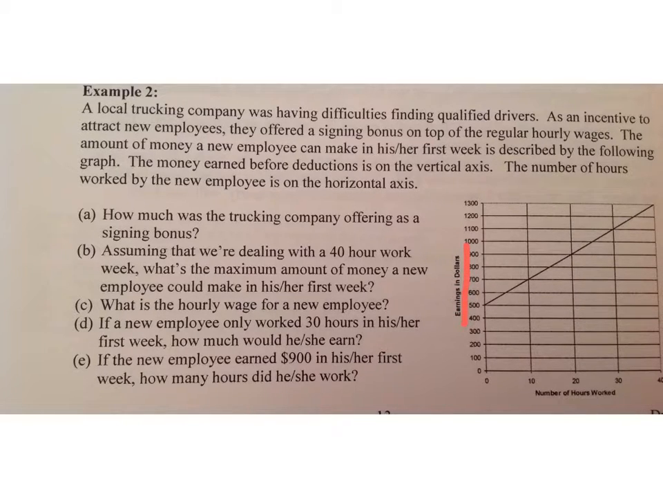There's the earnings in dollars. And the number of hours worked by the new employee is on the horizontal axis. The number of hours worked, the earnings in dollars. And we can see here's the graph. The graph is going up from a starting point at 500. And the questions that we are going to answer around this graph have to do with money and how the trucking company is managing their money.